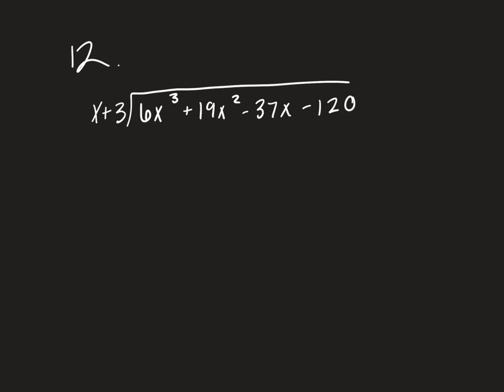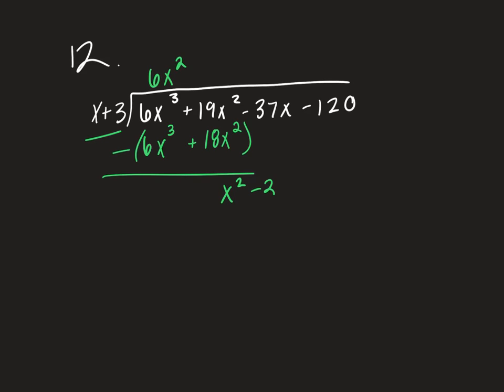All right, so we started this yesterday, but we're going to take 6x to the third and divide it by x. So that's our 6x squared. And then you take that and multiply it by the x plus 3. So you get 6x to the third plus 18x squared. And then you're subtracting. So then 19 minus 18 gives you 1x squared. And then you bring down your minus 37x.